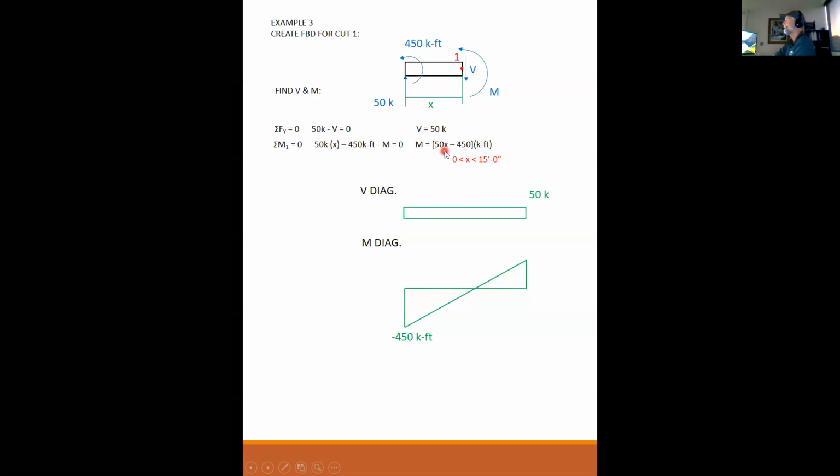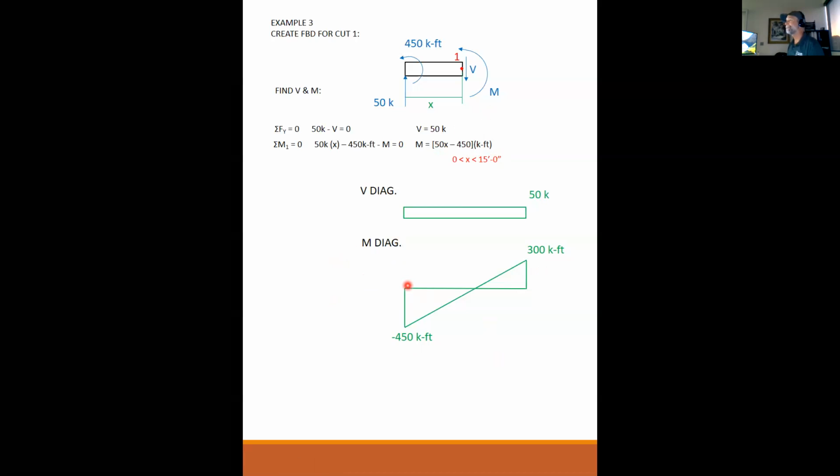So 50 times 15 minus 450 is equal to 300. And there it is. That's your moment diagram. Now, does the moment diagram make sense? Well, I have a moment here at the end. And remember what I just said, the ends have to be 0, remember?